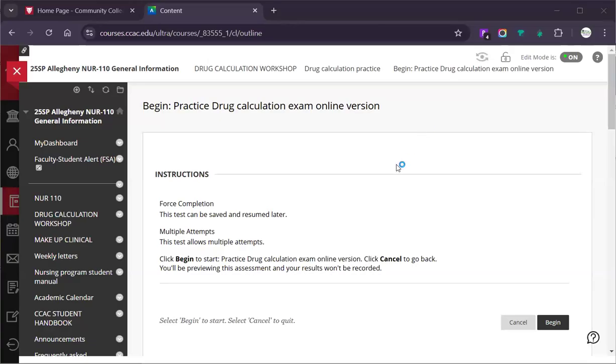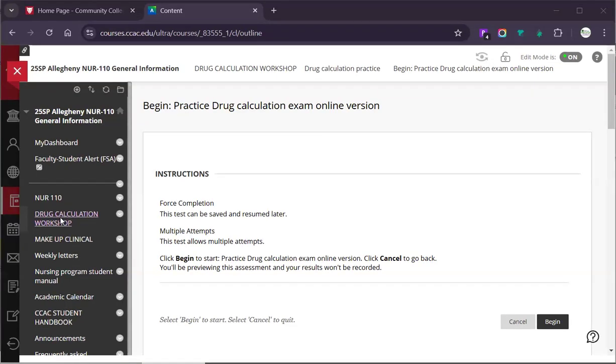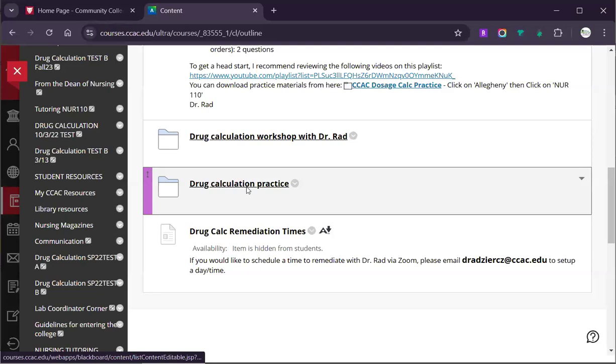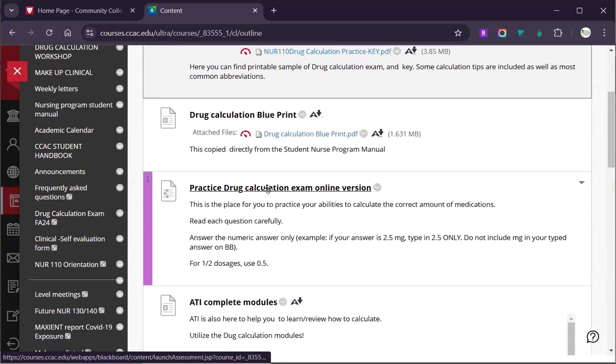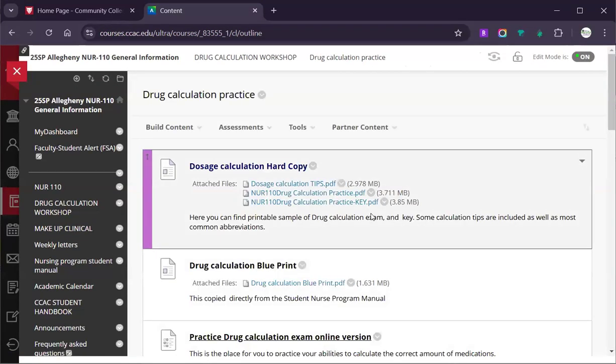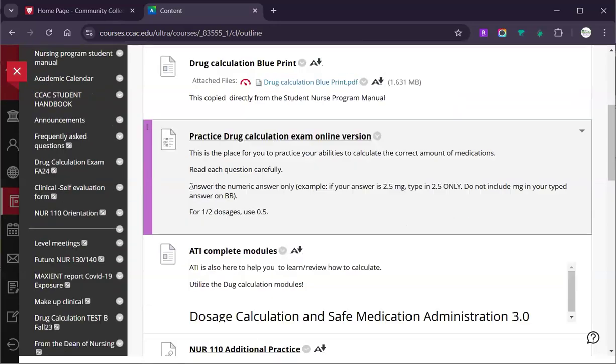All right, so I'm on Blackboard. If you go to the drug calc workshop, you scroll down to drug calculation practice, and then go to practice drug calc exam online version. One of the things that you want to pay attention to is it tells you some specific things. It says read each question carefully, answer the numeric answer only. So if your answer is 2.5 milligrams, make sure you put 2.5 only. And then for half dosages, use the decimal answer.